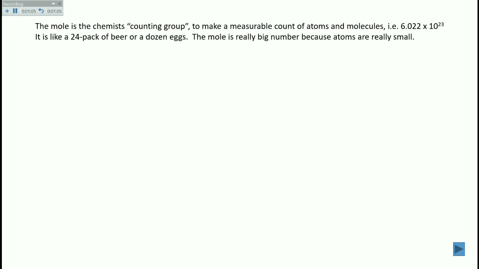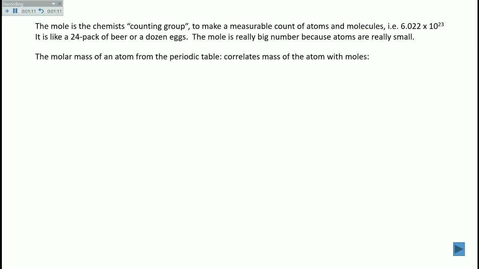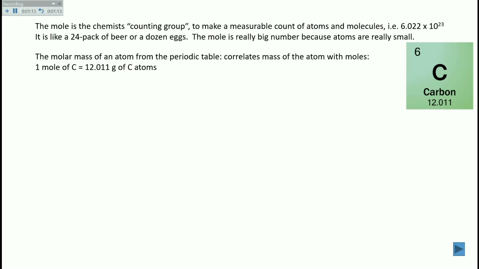Now let's look at how we would relate the mass to the number of moles. And I do that on an element by element basis using the periodic table. The periodic table contains information on the mass per mole of each element. The entry for carbon, you see that bottom number, 12.011. That's simply the number of grams in each mole of carbon atoms. So 12.011 grams of carbon would contain 6.022 times 10 to the 23rd atoms.